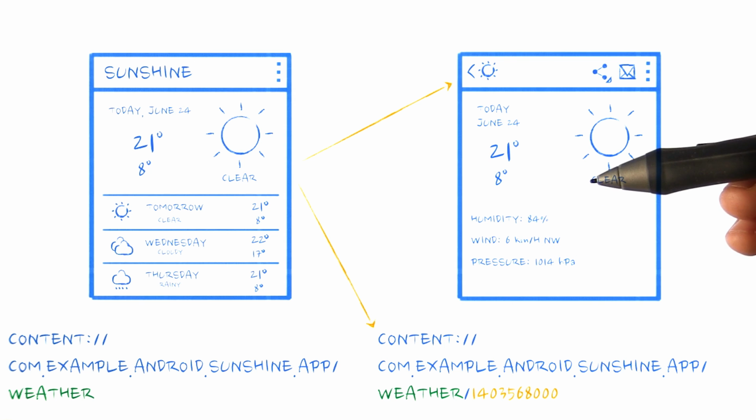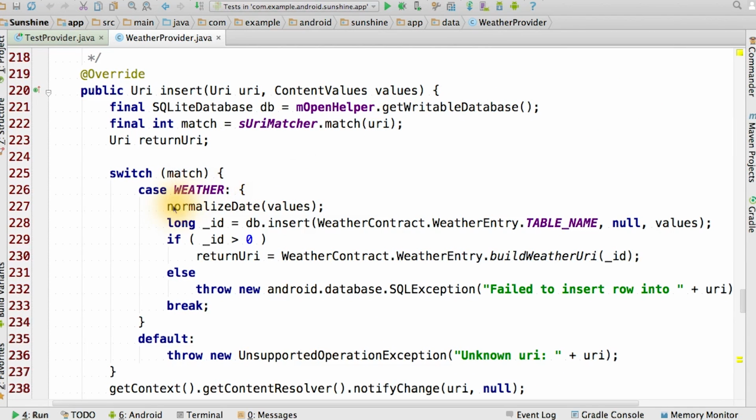Let's go back to the source code. For weather, we just passed the parameters that came into the content provider into the database insert call. We should throw an exception if the insert fails. The only trick here is to make sure we return the correct value, which is a URI. Fortunately, we made a function to build these URIs, which contain the weather path followed by an ID.